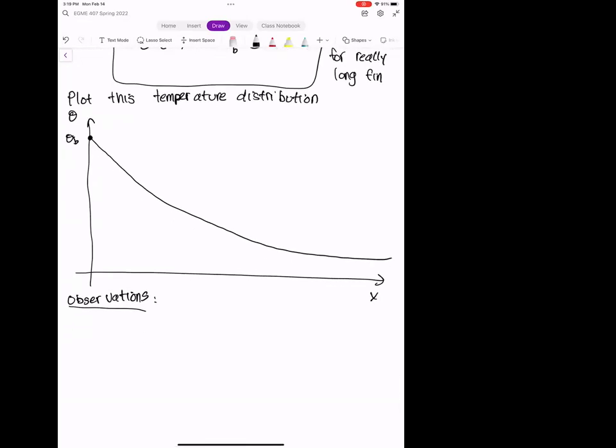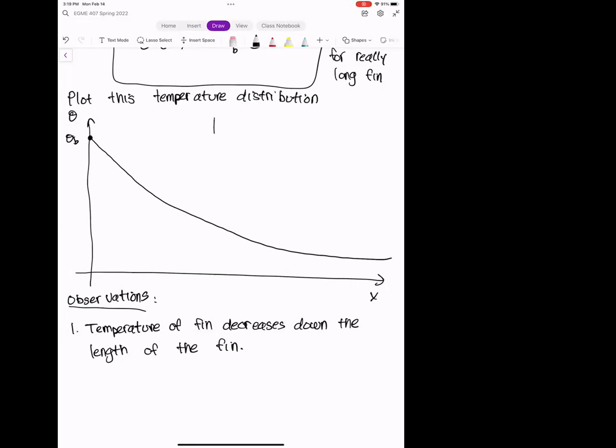Okay, so let's make the first observation. The first thing that we notice is that the temperature in the fin is obviously decreasing down the length. That's kind of like stating the obvious, sky is blue. But there is a physical explanation for this.